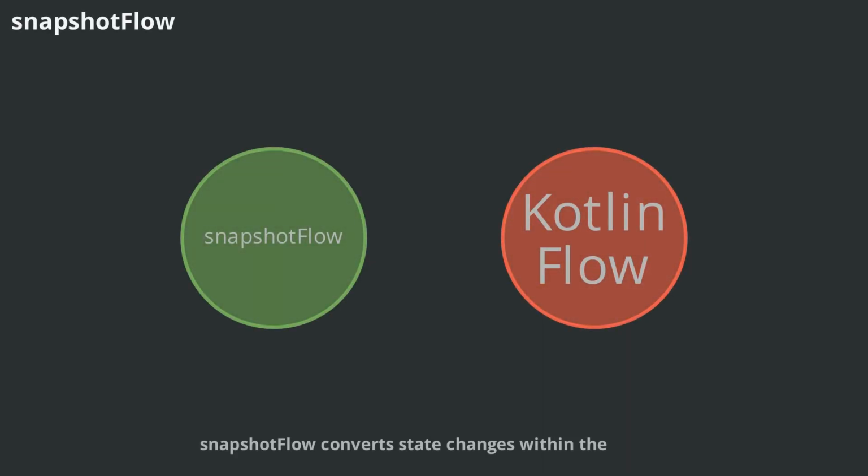Snapshot flow converts state changes within the Compose snapshot system into a Kotlin flow. It allows you to observe changes to Compose state values in a coroutine-based flow format, which can be collected and transformed asynchronously. This is useful for reacting to state changes in a non-composable function or combining, debouncing, throttling, or filtering state updates in a coroutine context.